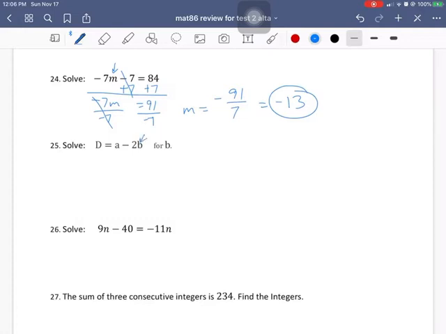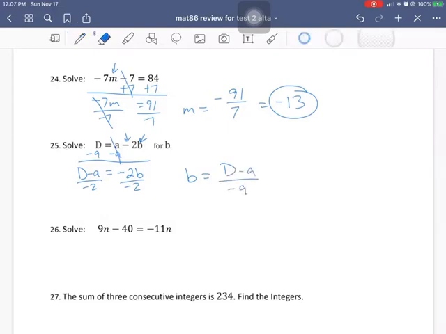All right, solve for b. Okay, there's the b, which means I'm going to move the a and get it out of the way, to start to get b alone. The a and d are not like terms, so I'm just going to move the d over and put the a there. And then don't forget to keep that negative, which belongs to that 2. So you want to get rid of that, so you get b by itself, d minus a over negative 2.